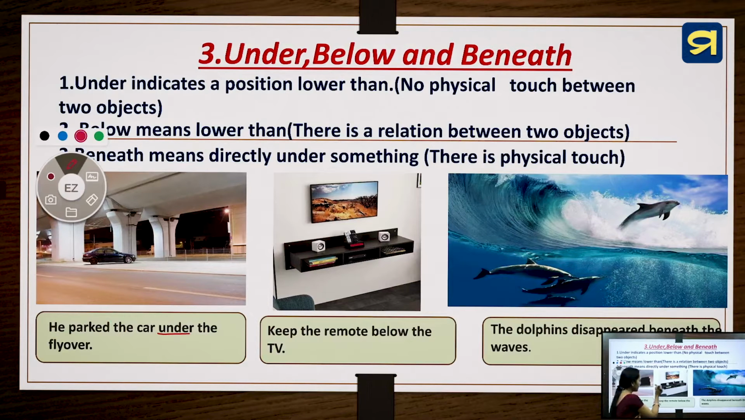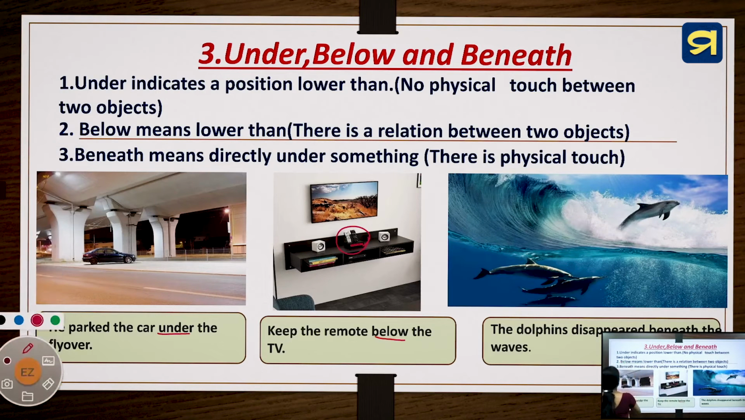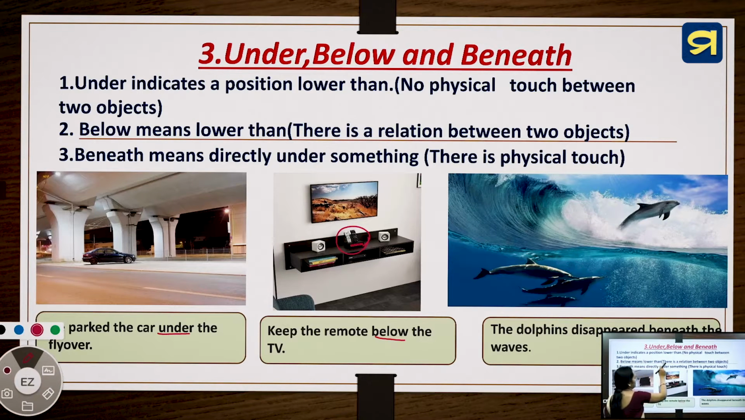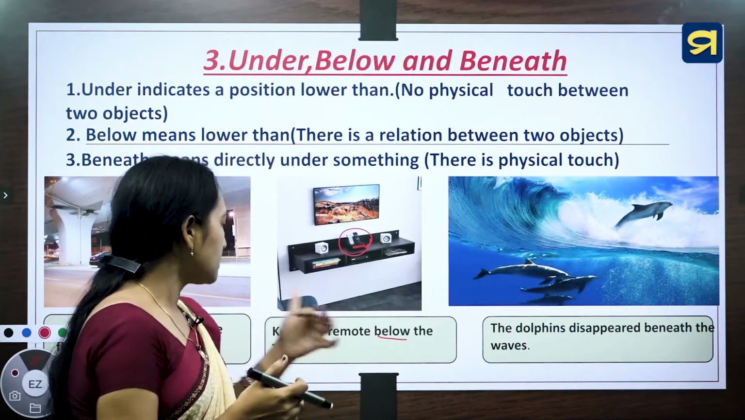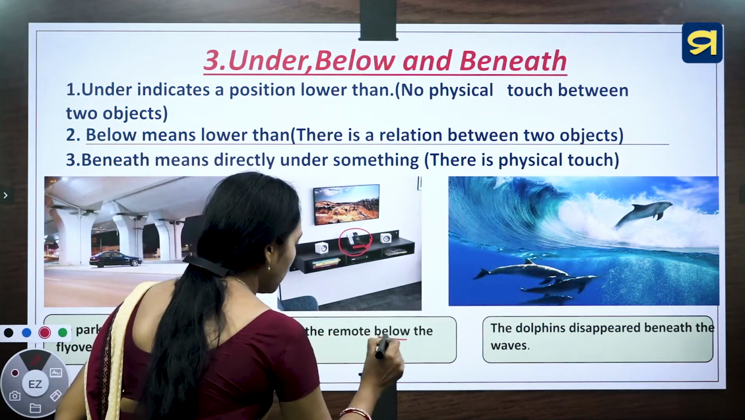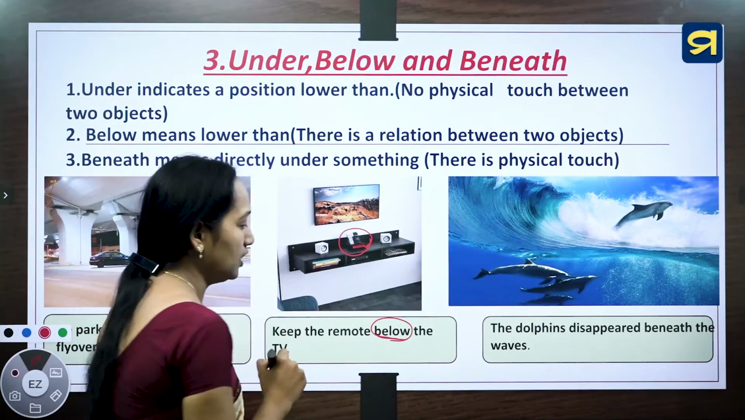And in the next image, keep the remote below the TV. This is your remote. Keep the remote below the TV. Why in this case do we use below? Because below means lower than, and there is a relation between two objects. As we all know, the remote and the TV, these two objects have a relation. That's why in this case we will use the preposition below.